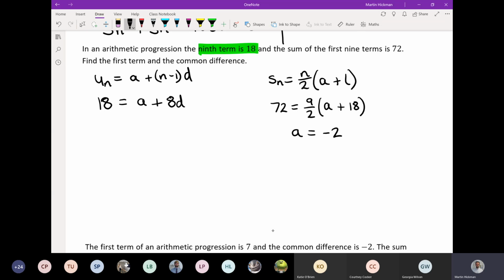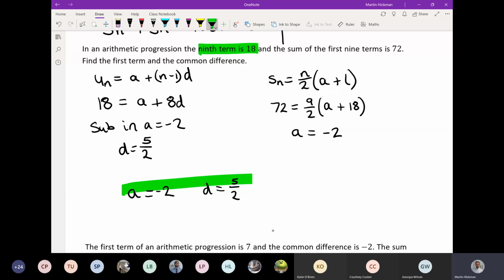And then we can simply sub A equals minus 2 into this equation. And we get our common difference as 5 over 2. So just to make it clear there, we get A as minus 2 and D as 5 over 2. We'll leave it as a fraction rather than a decimal here.